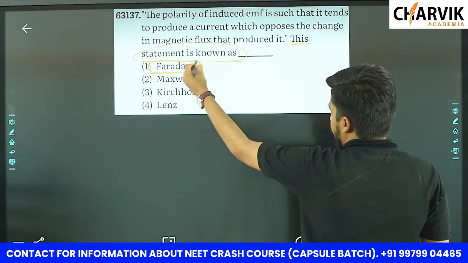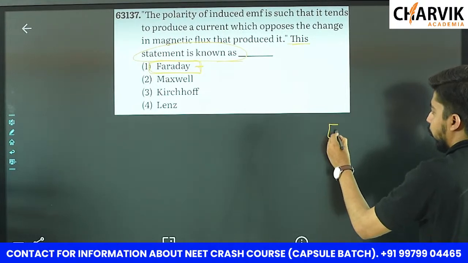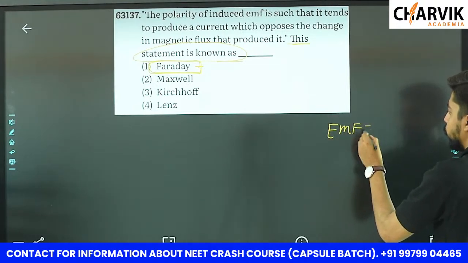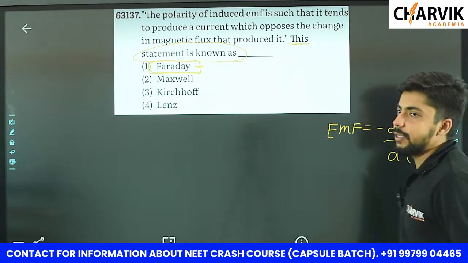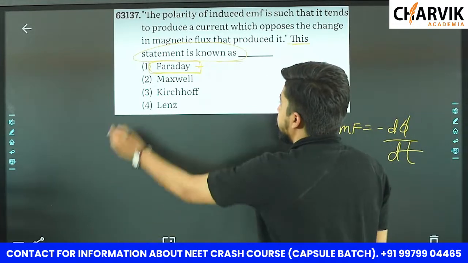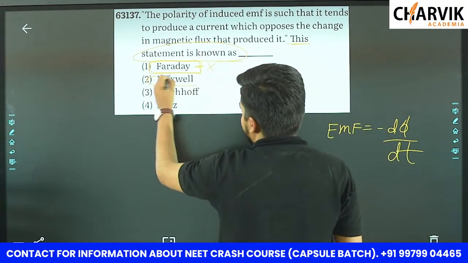What are the two laws? First says that it will produce the EMF, and second gives us the formula that EMF is equal to minus d phi by dt. This much only, two laws of Faraday tell us in the 6th chapter. So this particular statement is not given by Faraday. Another option is Maxwell.